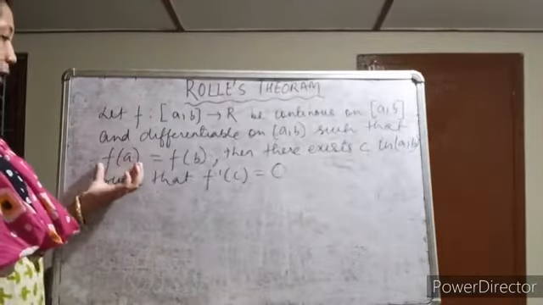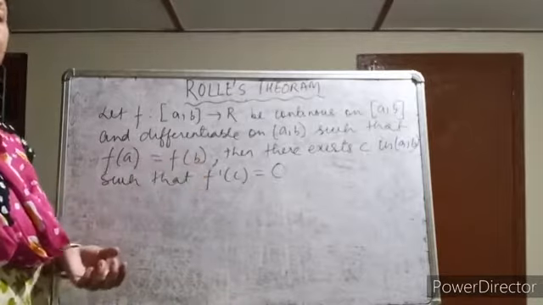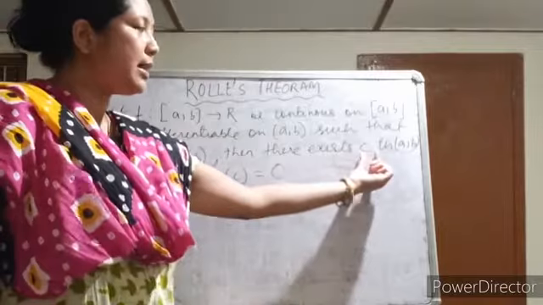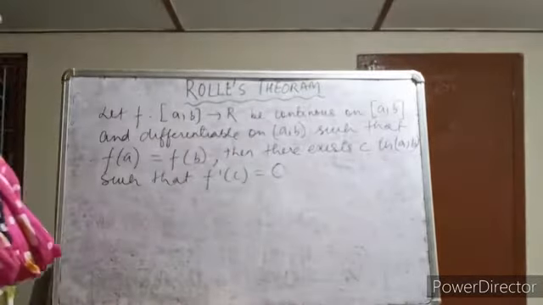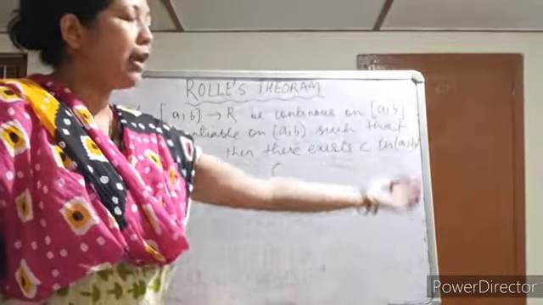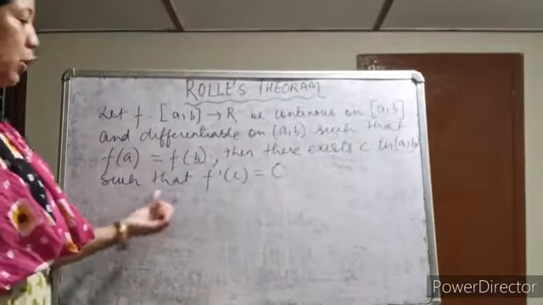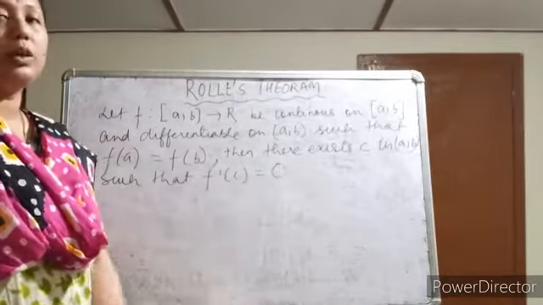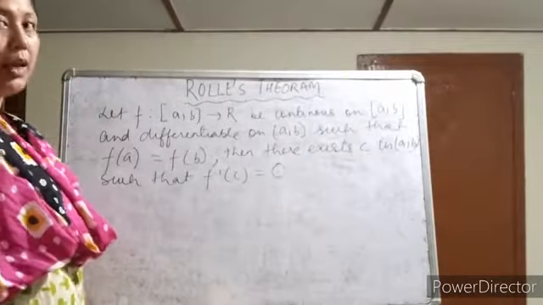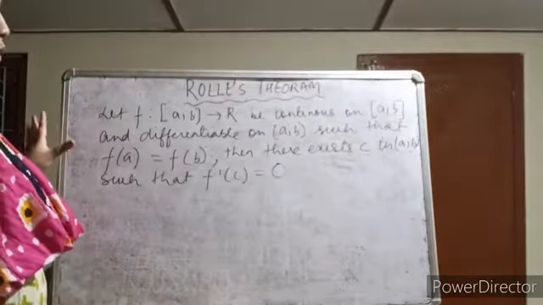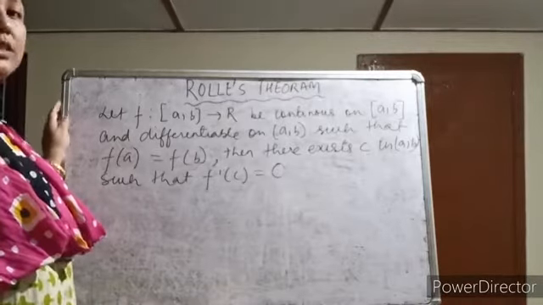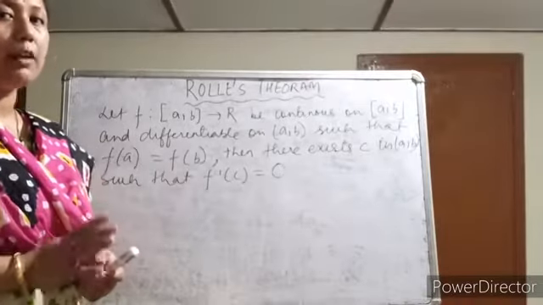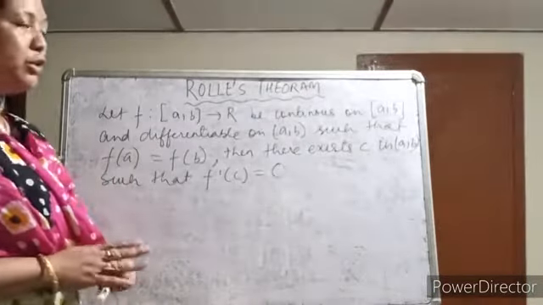So the f of a value must be equal to f of b, then there will exist a value c, which must be lying in the open interval a comma b, such that the first derivative of that function at the point c is equal to 0. Okay. Now you are going to do some questions on Rolle's theorem, and then it will be clear. Okay. So don't get confused between Rolle's and mean value theorem.